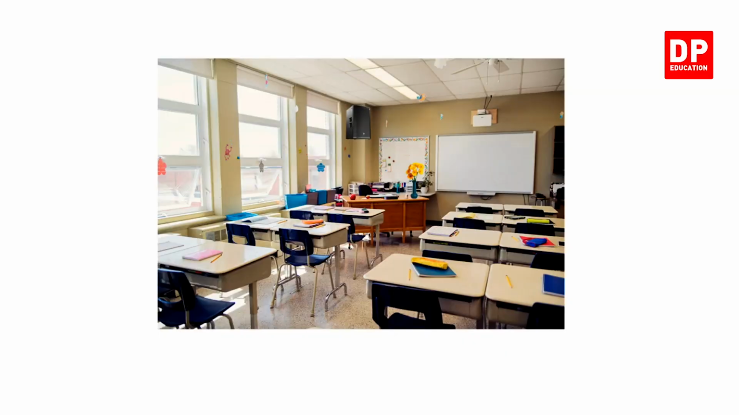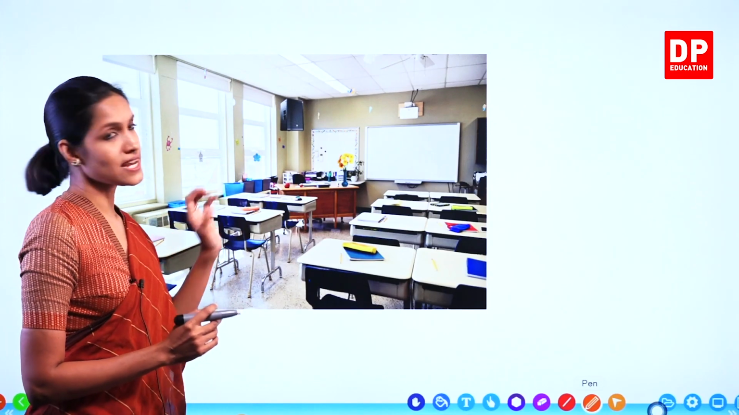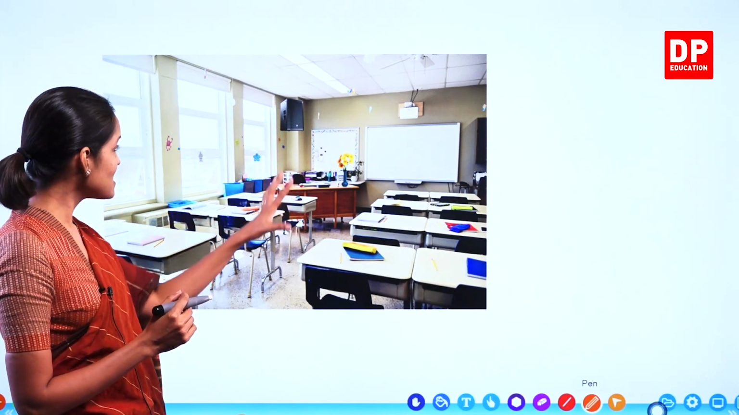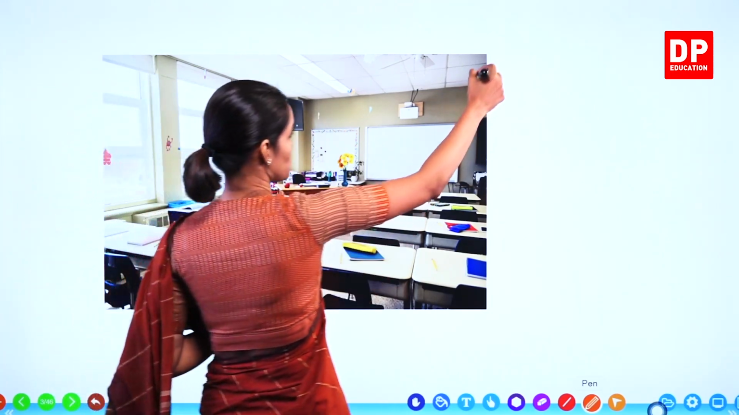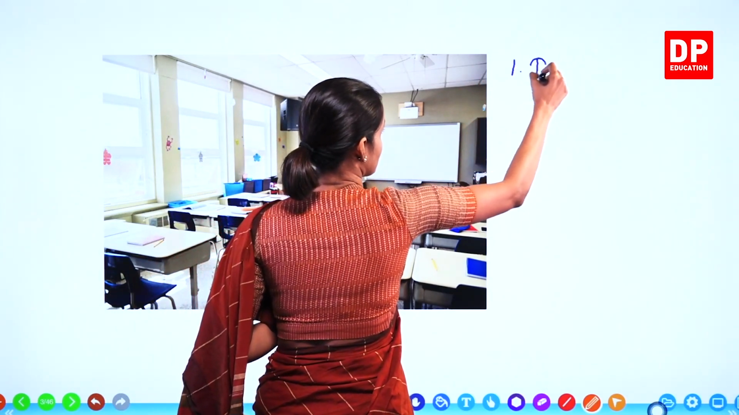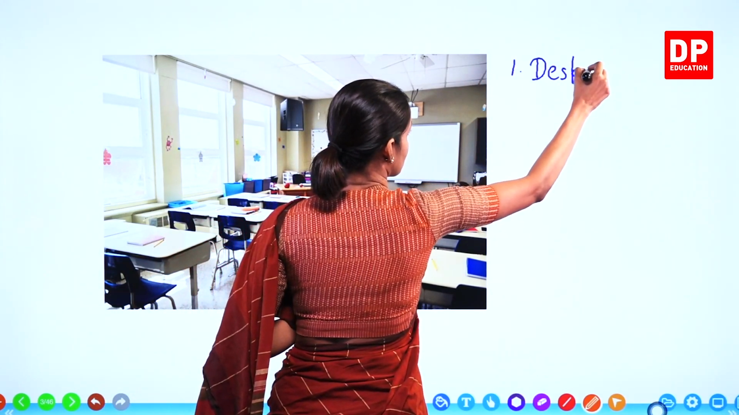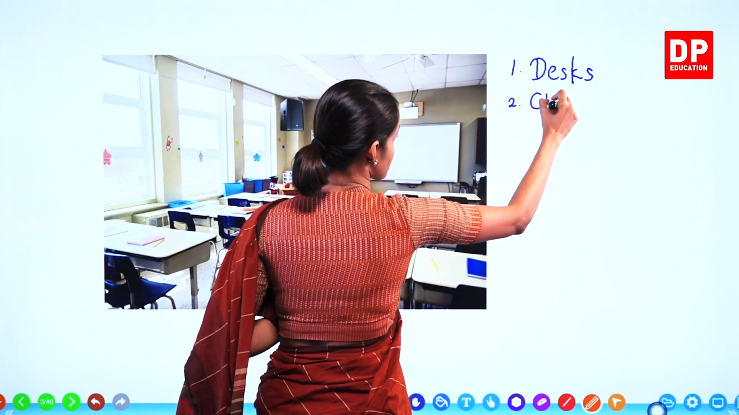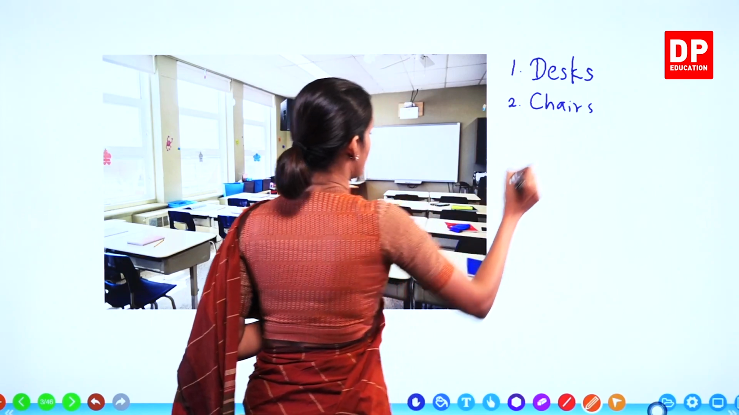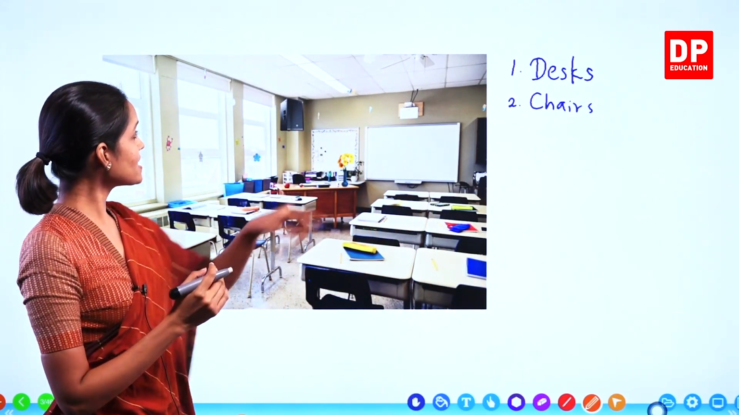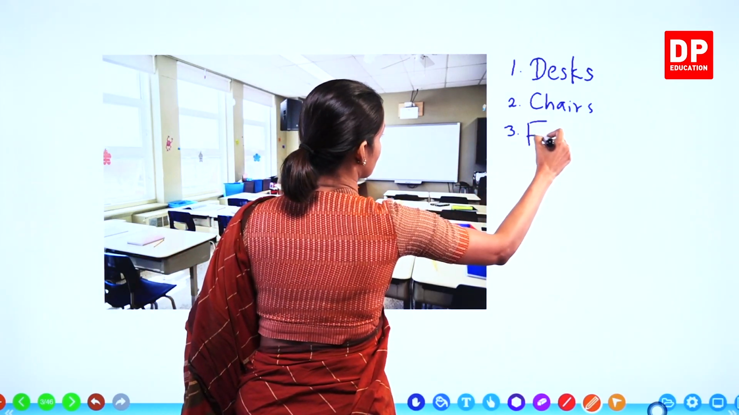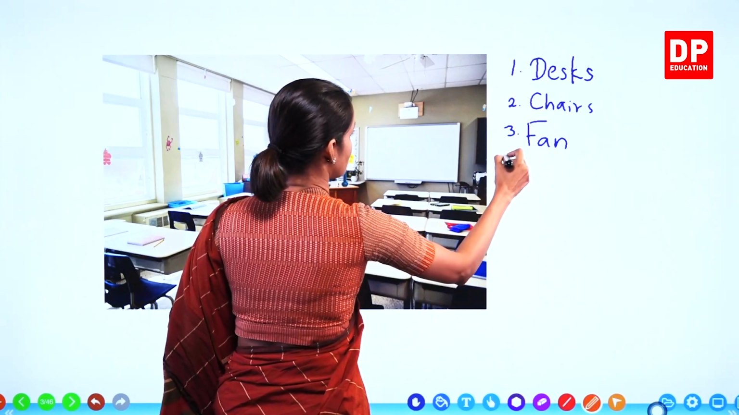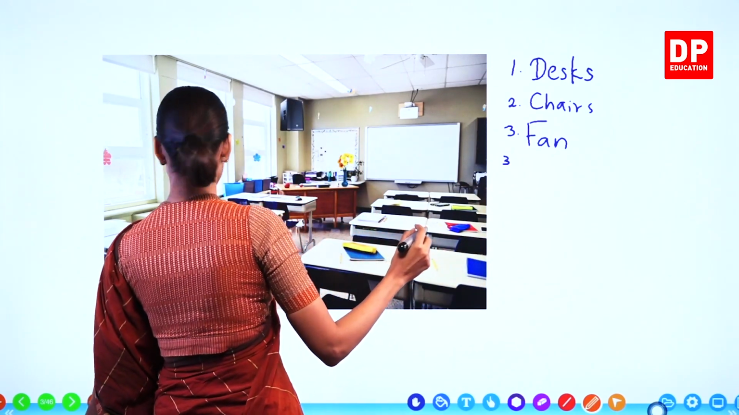Understand, children? So shall we write down what is present in this environment, children? You all can start with me. We will write down what are the things in this classroom environment. I am going to start with desk and chairs. Those things I can see easily. Desk, chairs, and I can see a fan over here. I'll write a fan. And whiteboard.